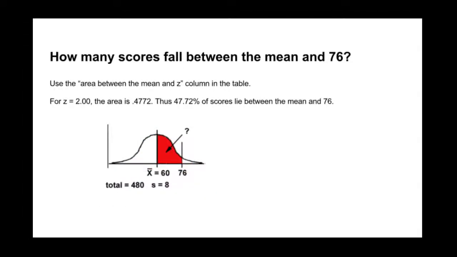How many scores fall between the mean and 76? Use the area between the mean and the z column in the table. For z, it will equal 2.0. The area is 0.4772. Thus, 47.72% of the scores lie between the mean and 76.